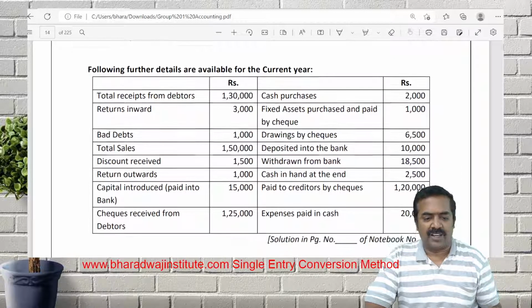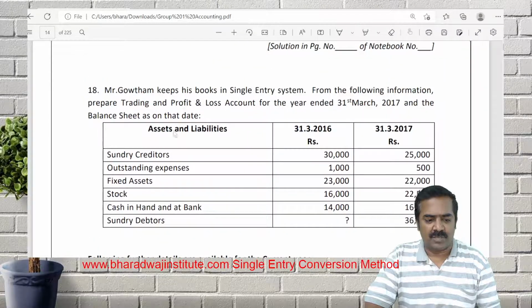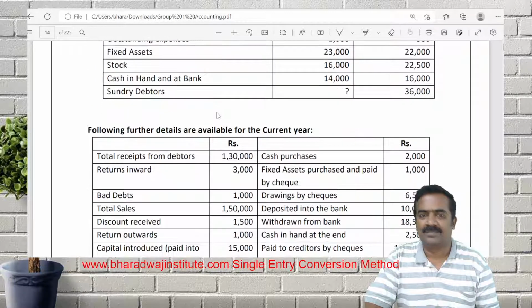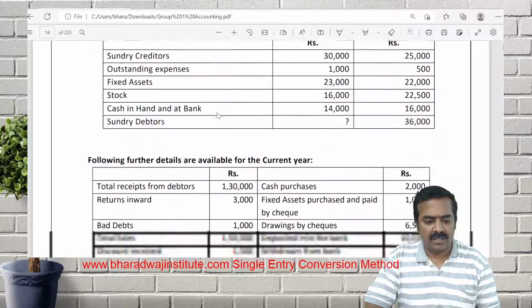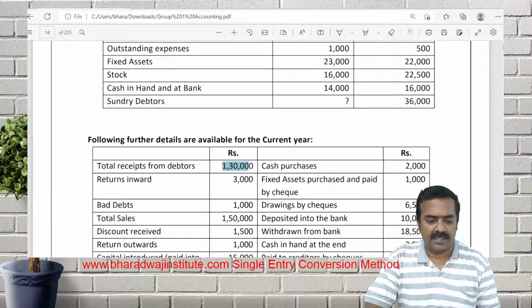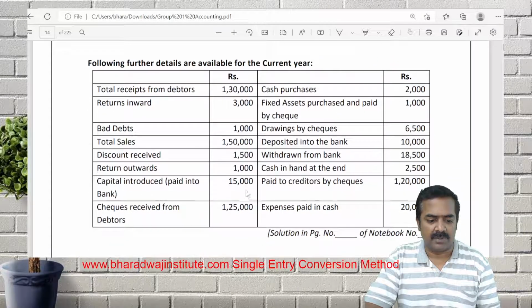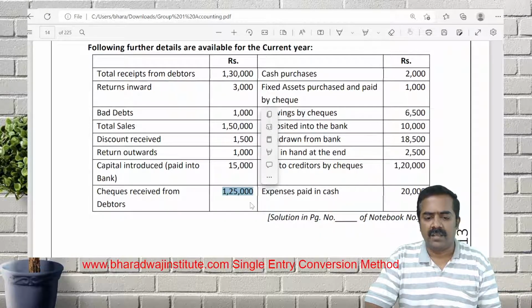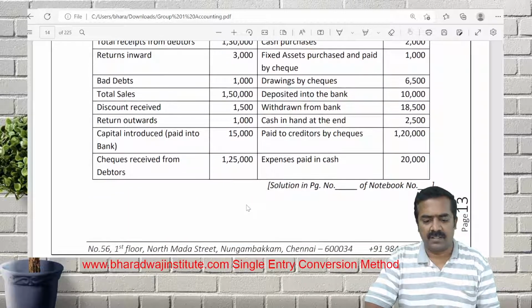This one, can you try it at home? Question number 18. It is given in the same style. Can you try it at home today? Total receipt for cash plus cheque. Cash plus cheque, total receipt from debtors. For example, 1,30,000. That includes what? Cheques received from debtors. The balance will be cash received from debtors.